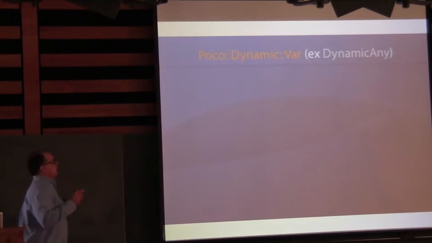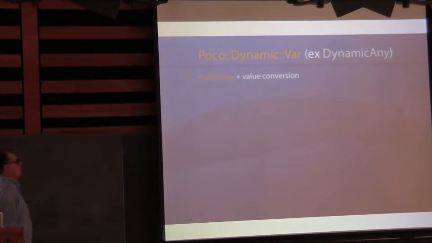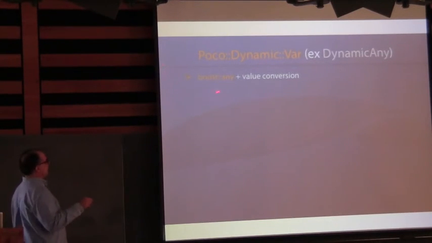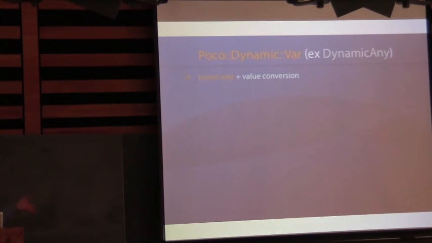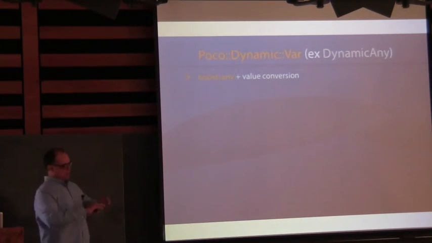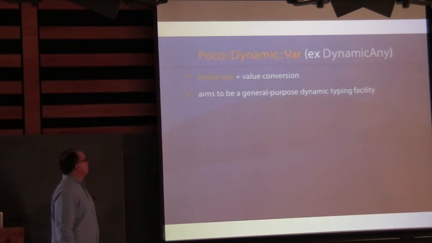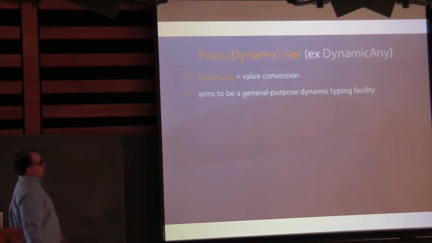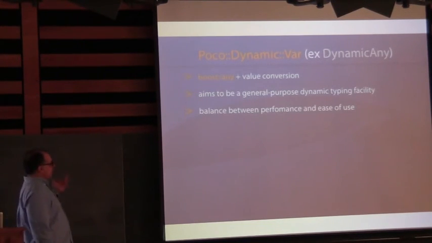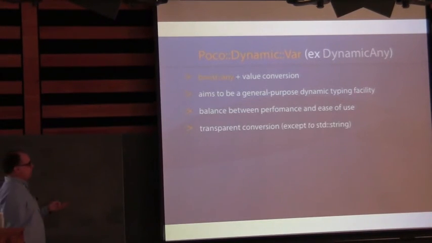Next, Poco Dynamic Var used to be called Dynamic Any. We put it in a separate namespace. It's based on Boost Any pretty much. So what you will see in there is the Boost Any foundation, and then the extraction side is elaborated on, so you can do things similar to what you've seen with Folly dynamic. It aims to be a general purpose dynamic typing facility. It balances between performance and ease of use.